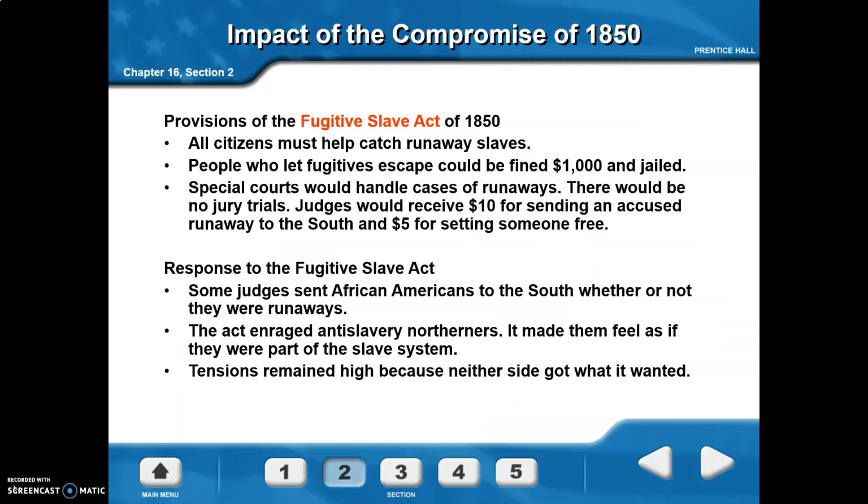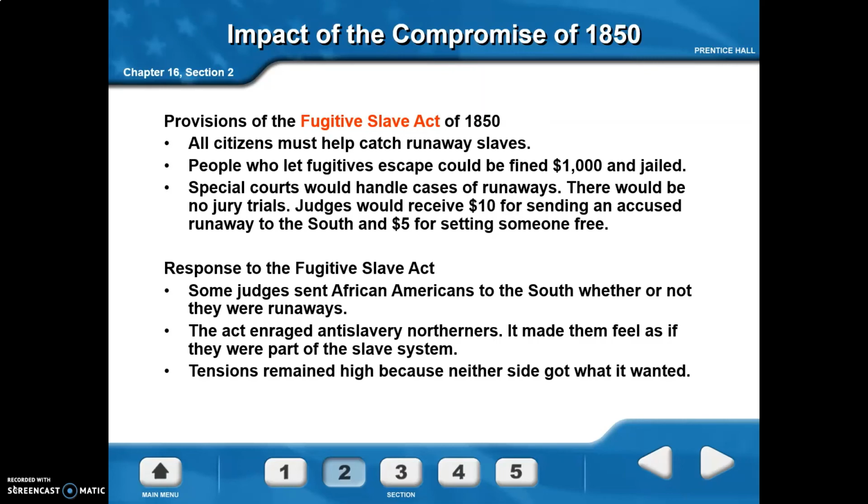So this Fugitive Slave Act law that was a part of the Compromise of 1850 had a huge impact on the U.S. So here's kind of what the Fugitive Slave Act was about. It stated that all citizens must help catch runaway slaves. Slaves were trying to run away to the North using the Underground Railroad system, and all citizens must help catch these runaway slaves. And people who let fugitive slaves escape, or house them and hide them, could be fined $1,000 and be jailed. And that was a lot of money back then. It's still a lot of money today. So that was a huge fine if you were caught.